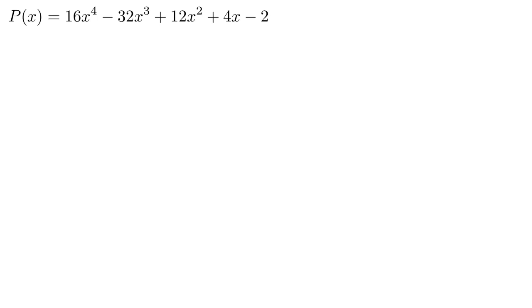Okay, ready for another example. So let's take a look at this one right here. So here's our polynomial. P of x is 16x to the fourth minus 32x cubed plus 12x squared plus 4x minus 2. Okay, so let's first start by taking a look at the degree of the polynomial.